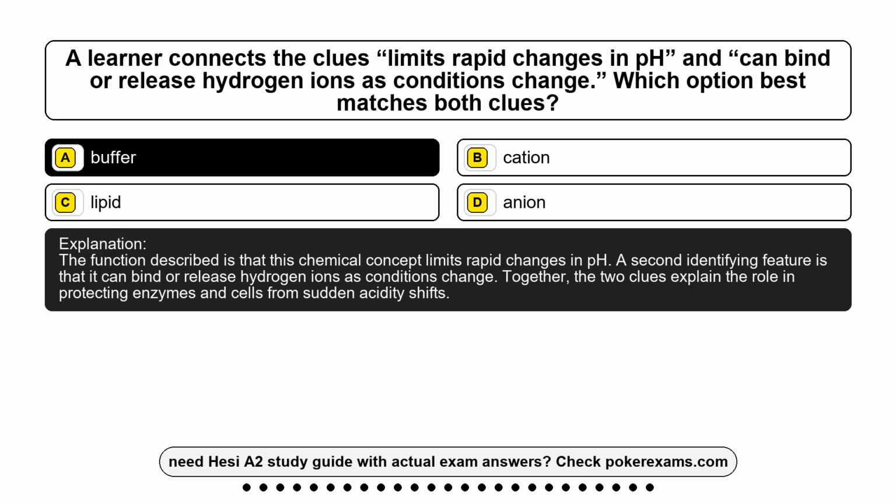The function described is that this chemical concept limits rapid changes in pH. A second identifying feature is that it can bind or release hydrogen ions as conditions change. Together, the two clues explain the role in protecting enzymes in cells from sudden acidity shifts.